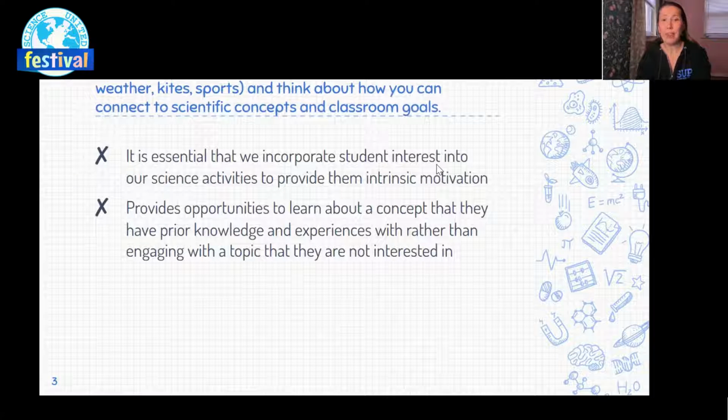Step 1 is to identify the needs of your students and think about how you can connect it to the science concepts and the goals that you have for your own classroom. This is really important because we want our students to be motivated and excited to engage in learning about something that they may have some prior knowledge and experience with, so that they are intrinsically motivated to engage with the activity. So if your students like learning about weather, or like exploring nature, or like to engage in sports, you should think about how you can support these interests by developing a science activity around them.